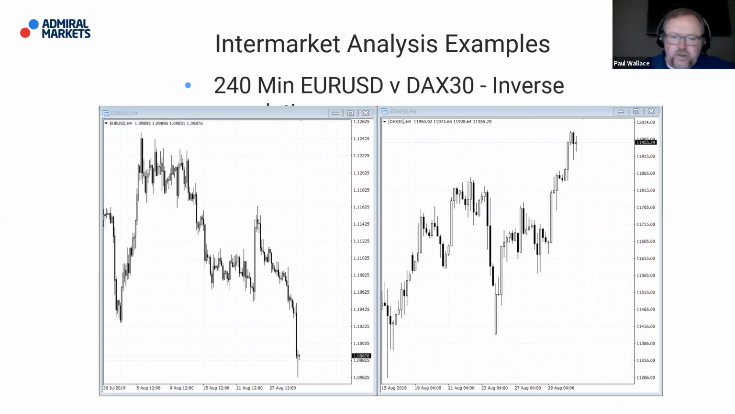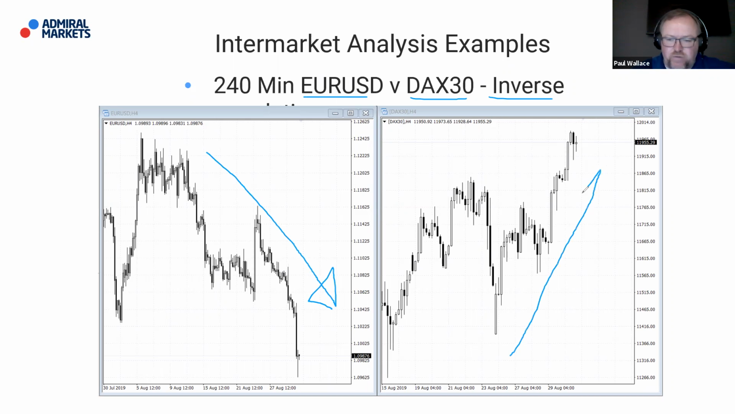And here's another example, okay? This is the euro-dollar, the 4-hour chart, against the German DAX. So euro-dollar versus DAX, 4-hour charts. We've got an inverse correlation. What can we see here? Effectively, euro-dollar is in free fall, and the DAX is actually moving nicely.